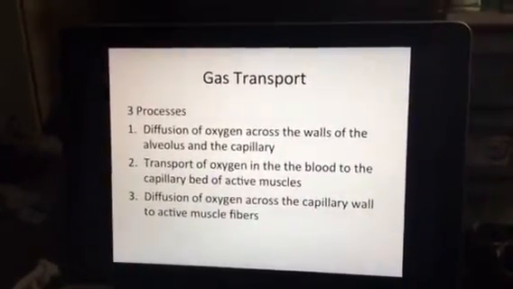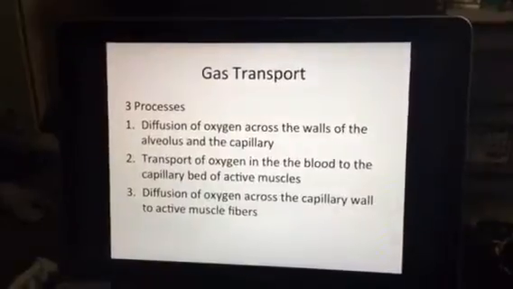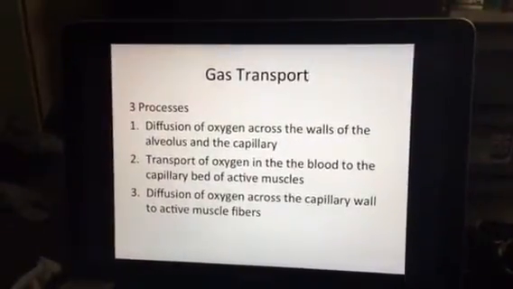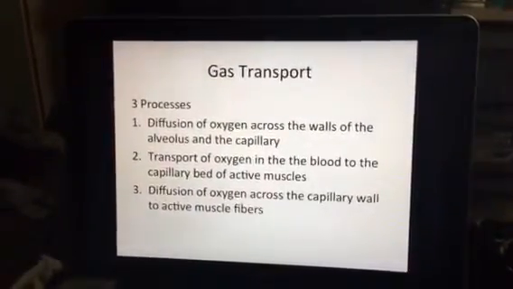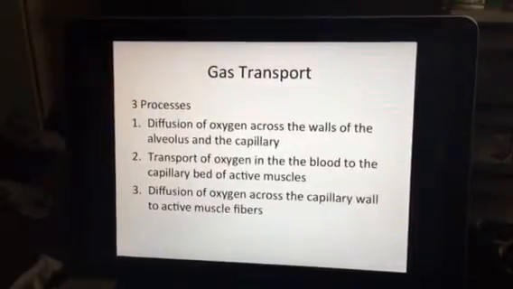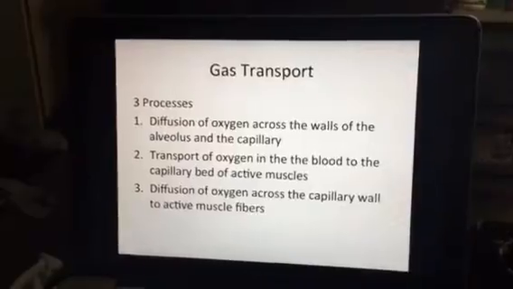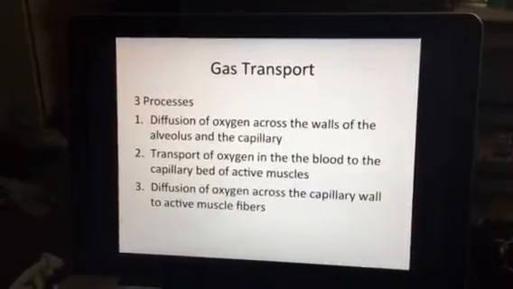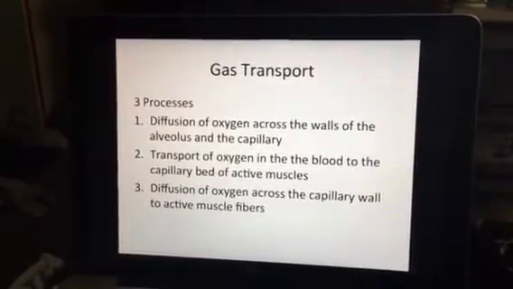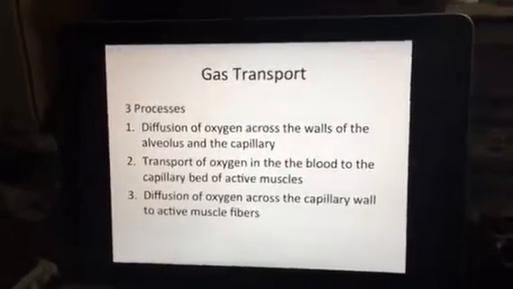Now let's talk about gas transport. There are three processes: diffusion of oxygen across the walls of the alveolus and the capillary, transport of oxygen in the blood to the capillary bed of active muscles, and diffusion of oxygen across the capillary wall to activate muscle fibers.